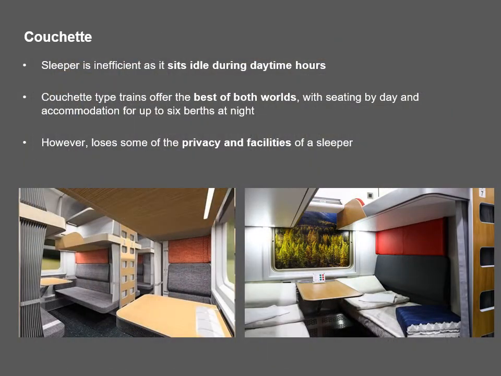Sleeper trains are quite efficient because they sit idle during daytime hours. A Couchette train offers the best of both worlds, so seating by day and an accommodation for up to 6 berths at night. However, you don't have quite the same privacy in the facilities as you do on a sleeper train.